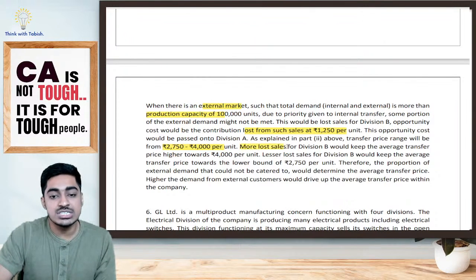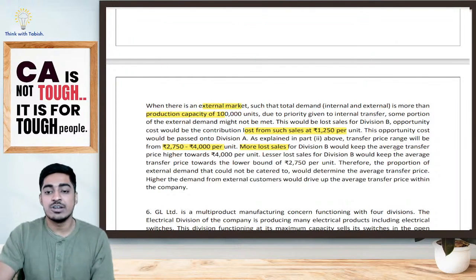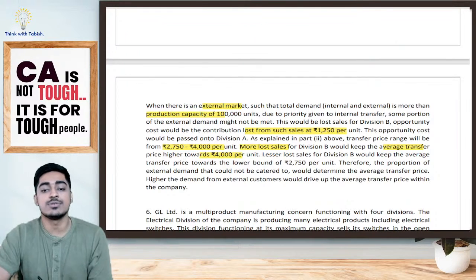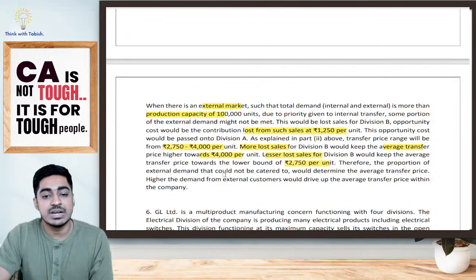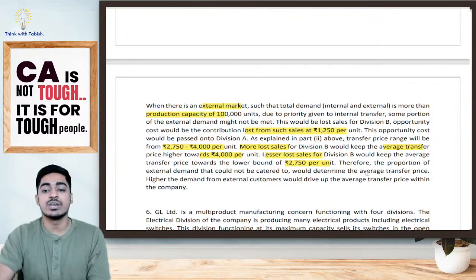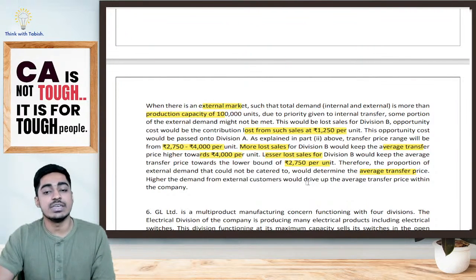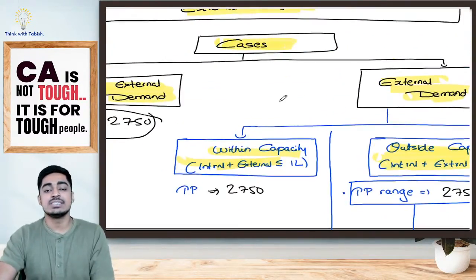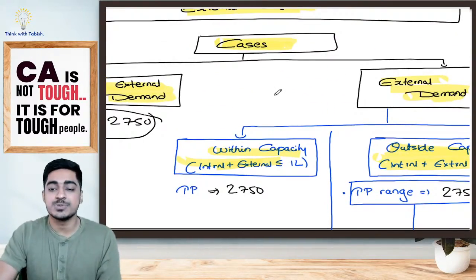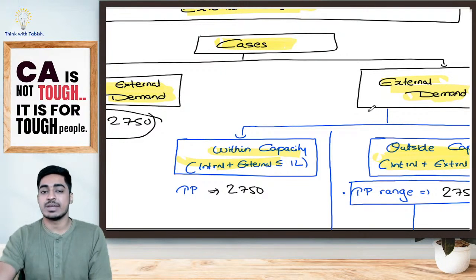More lost sales, more sales sacrificed, will keep the average transfer price closer to 4,000. Lesser lost sale will keep it closer to 2,750. So the proportion of external demand which could not be catered to would determine the average transfer price. Higher demand from external customers would drive up the average transfer price within the company. We can explain it simply, but they have written a complete one-page paragraph, and we want to read that paragraph. Simple it is.